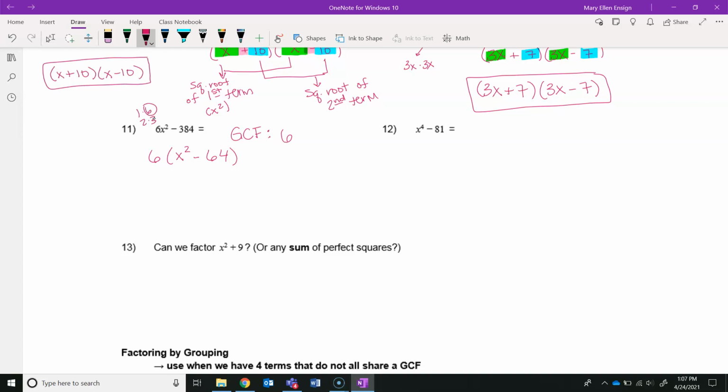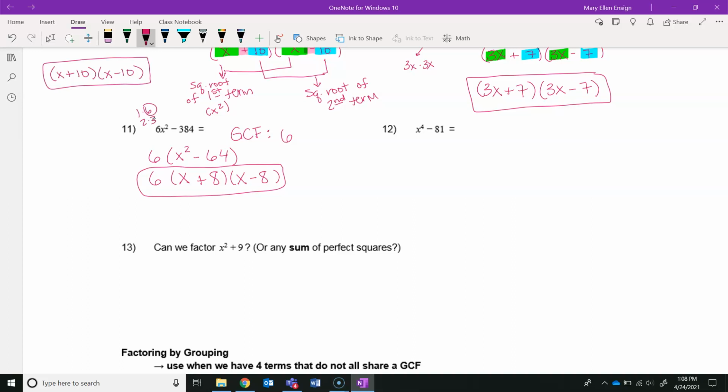Let me see if it's a difference of perfect squares. So x squared is a perfect square, 64 is a perfect square. So I can go ahead and factor that. X squared, its square root goes here and here. 64, its square root goes here and here. A plus and a minus. So again, it didn't necessarily look like we were going to get much out of it at first. Once we pulled the GCF out, now we have perfect squares.